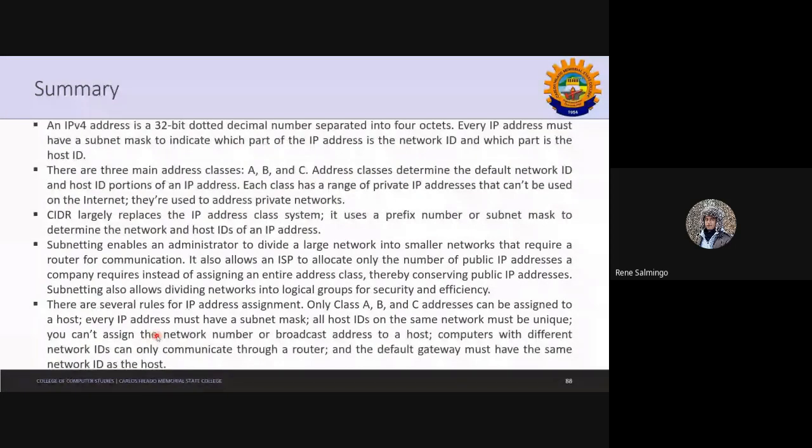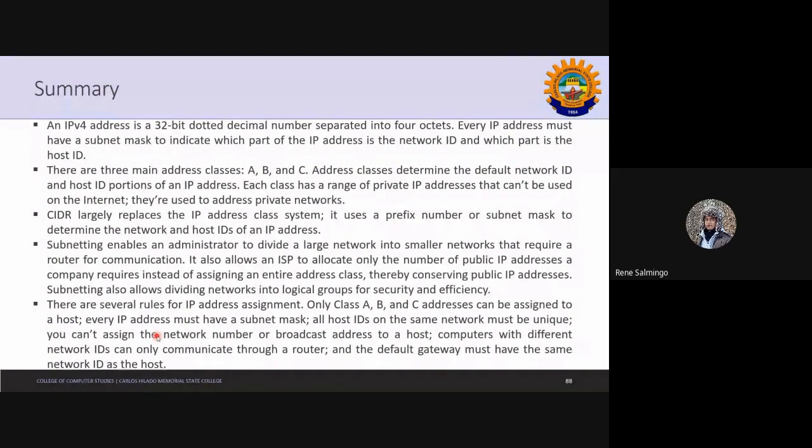Okay, as a summary for our lecture 3. It's good that we end our lecture 3 already, because it's been several weeks that we have been having this background and review of your previous Network 1. So IP version 4 is a 32-bit dotted decimal number separated into 4 octets. Every IP address must have a subnet mask to indicate which part of the IP address is the network ID and which part is the host ID.